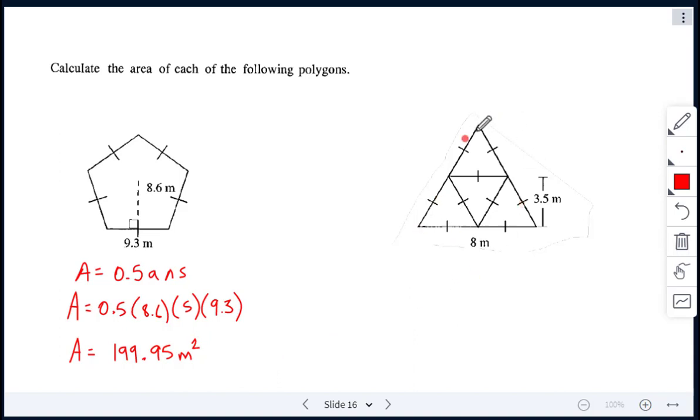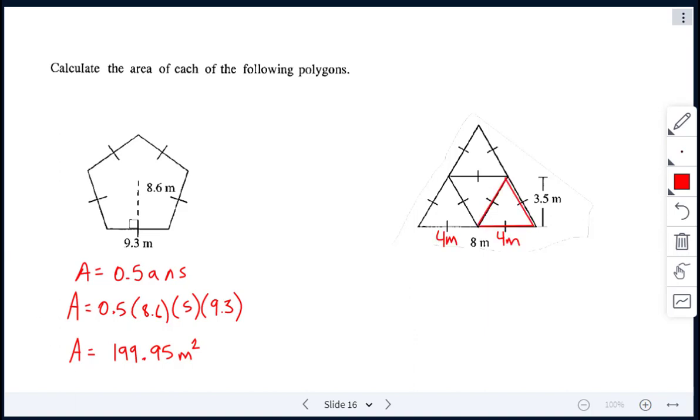So we have this large triangle with 4 little mini triangles inside of it. So 1, 2, 3, and 4. And what we know here is 8 meters is the base. And then from here to here, we can see that our height is 3.5 meters. So for this, you can work with a tiny triangle and then multiply that by 4. All right, give that a try.